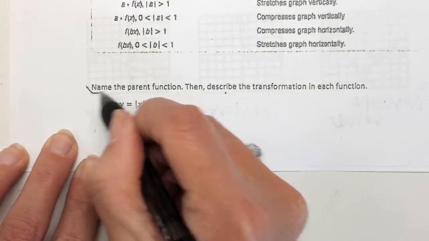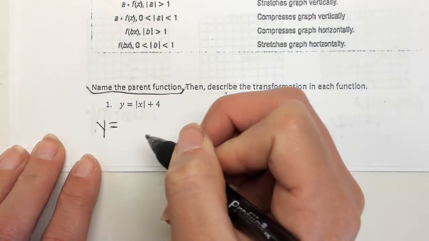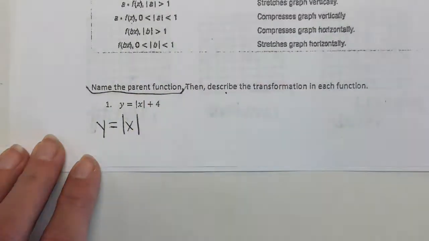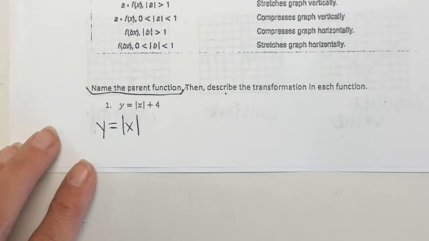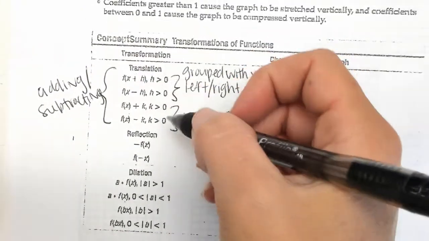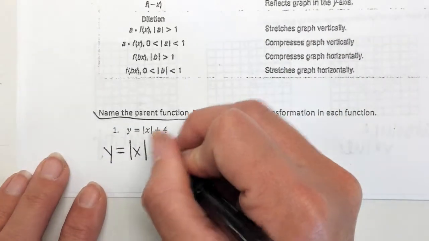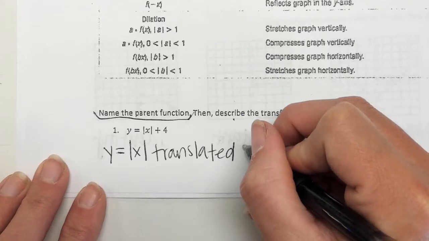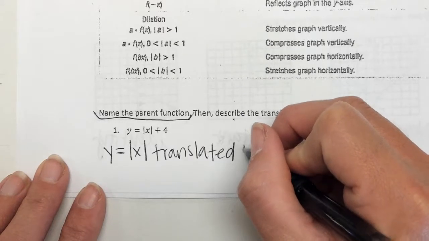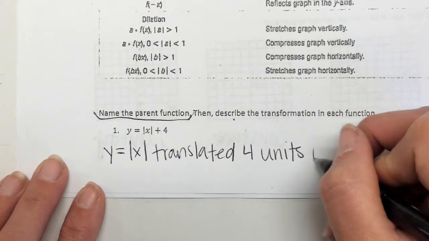First we need to name the parent function. What's the parent function of this? Good. Absolute value of x, that's the parent function, is being, what's that word? What are these called? Translations. So it's being translated. How many units? 4. Good. Units. And which direction did y'all say? Up. Very good.